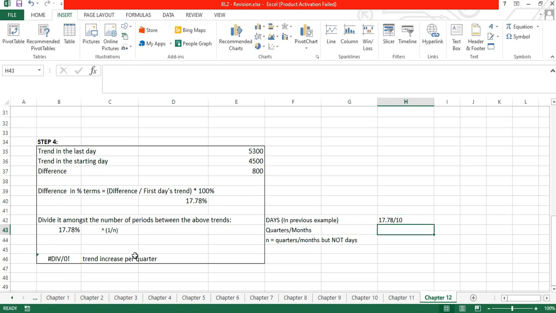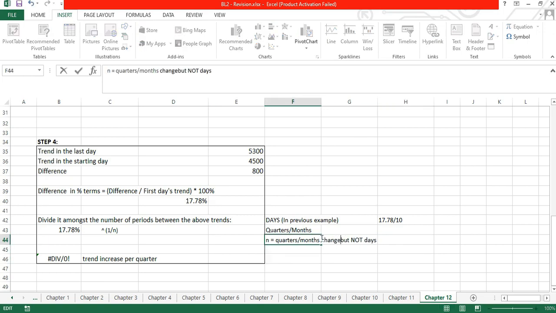That's fine. But for months and quarters, you don't do that. You apply it like this. You take the answer to the power of 1 divided by n. Now, the number of quarters here means the number of quarters or months in which change happened.